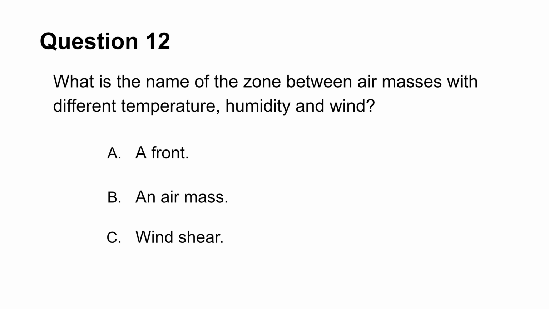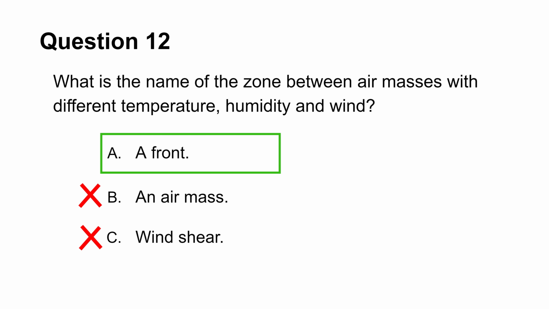The next question wants to know the name of the zone between two different air masses of temperature, humidity, and wind. From before, we know that such a zone is called a front, and temperature, humidity, and wind will often rapidly change across the front. This makes A the answer. Choices B and C are incorrect because wind shear is a separate weather phenomenon that has nothing to do with the name of the zone the question is asking about. Also, an air mass has relatively uniform properties of temperature and moisture, which makes choice B incorrect.